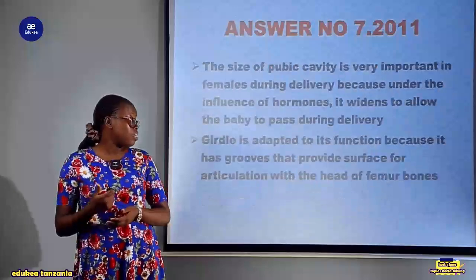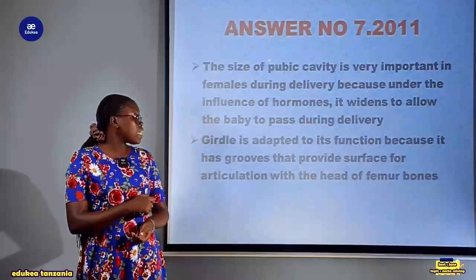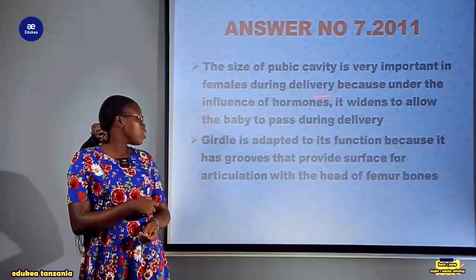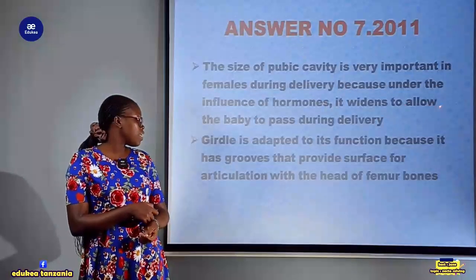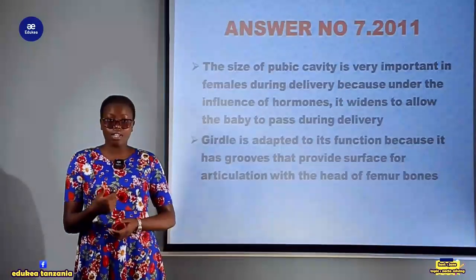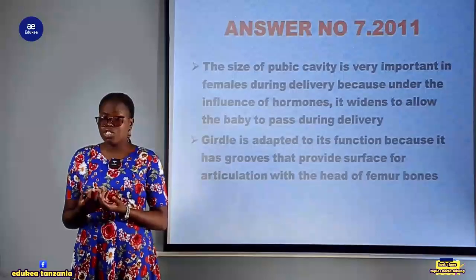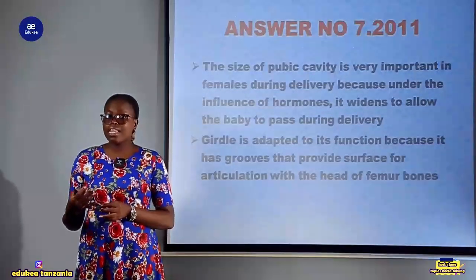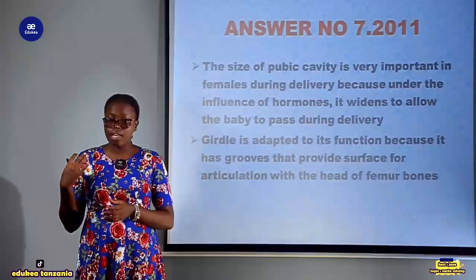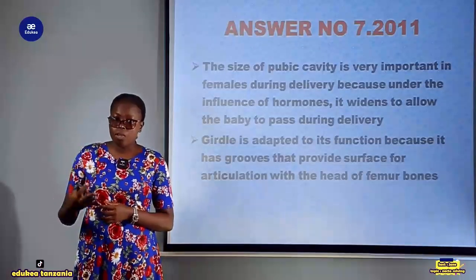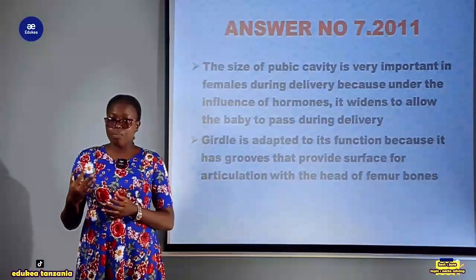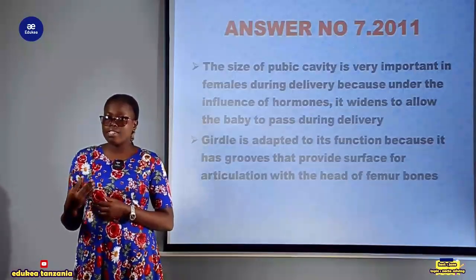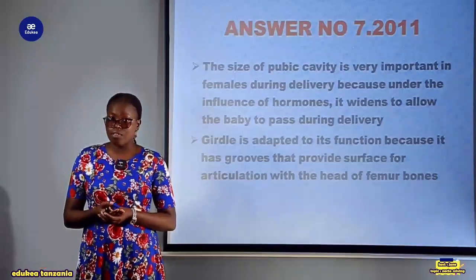Tujaenda kwenye point ambayo ni function. So the size of the pubic cavity is very important in female during the delivery, because under the influence of the hormone it's wide enough to allow the baby to pass during the delivery. Kwa hiyo one of the function of the girdles, kwa mfano this lower girdle ambayo ni pelvic, inasaidia katika contraction of the pubic female during the delivery, kuweza kuensure is a delivery for the woman, for the female.